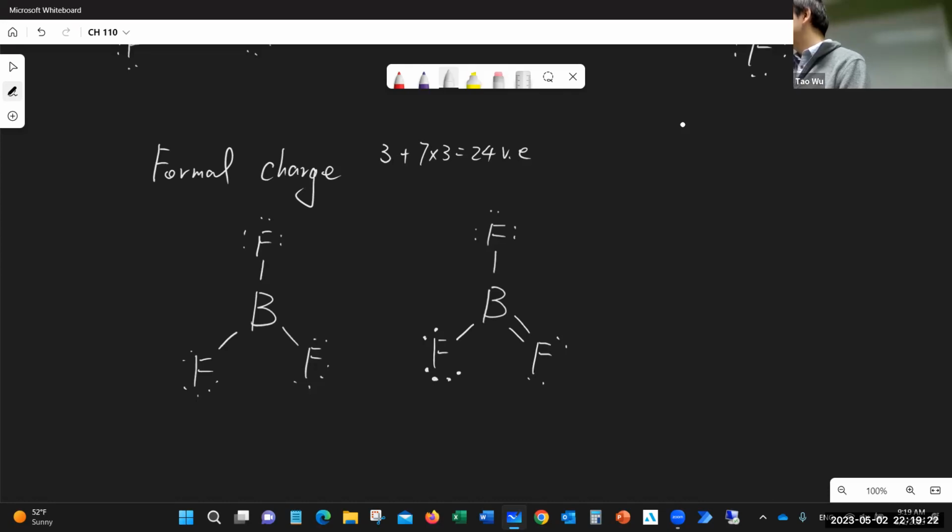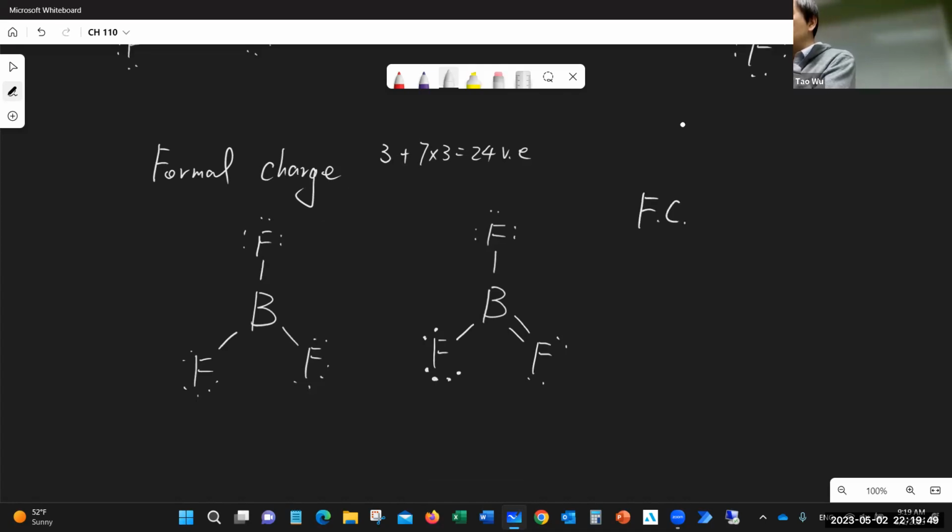Then the point is, which one would be the correct formula? You cannot say everyone is correct, right? Which one is correct? And this is where the formal charge comes in. The formal charge helps you figure out which one will be the correct formula. To solve the formal charge, they have an equation.